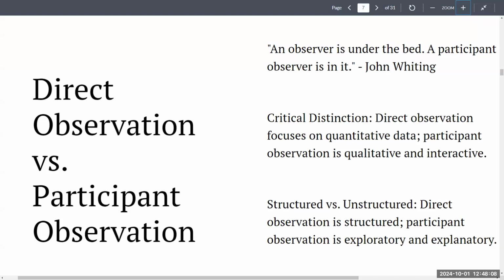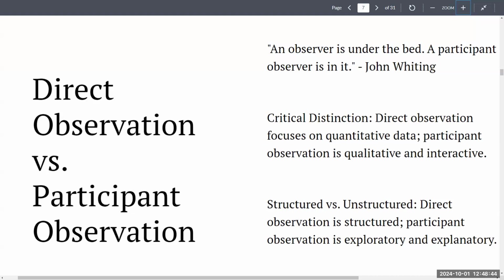So they're kind of together. And the most significant distinction between the two is their approach to data collection. How are they collecting the data? Direct observation is focused on quantitative data, whereas participant observation is focused on qualitative data.